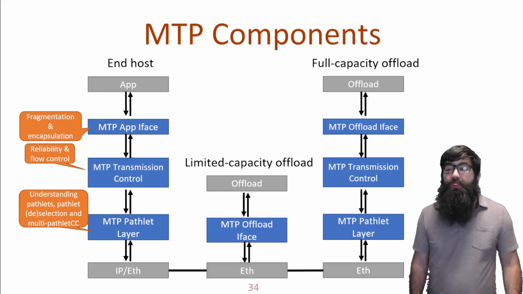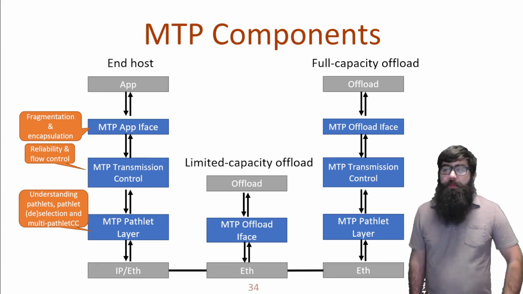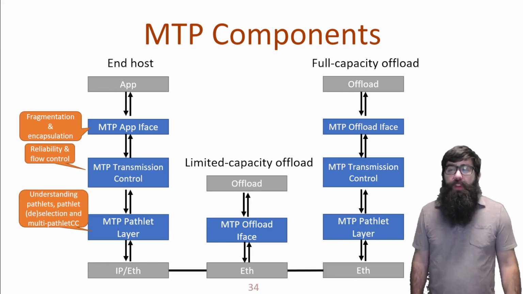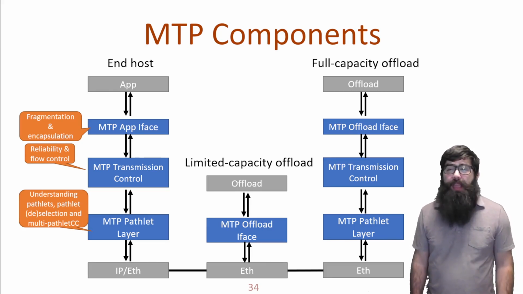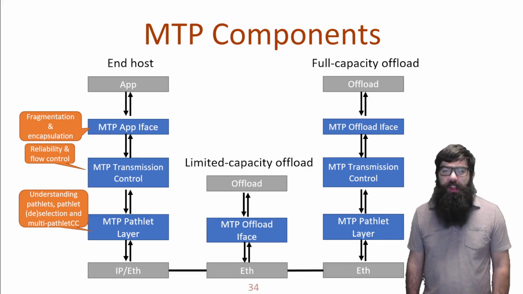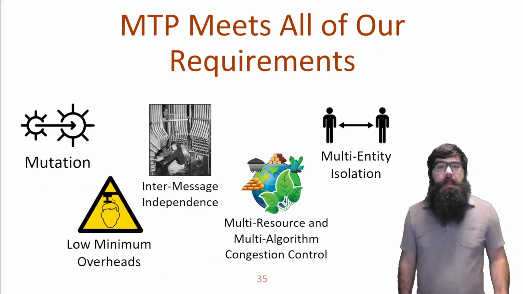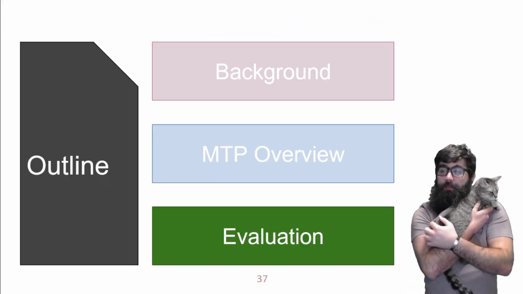We envision two different types of offloads that can interact with MTP. The first is a limited capacity offload. In this model, the device performs only as much computation as needed to perform its offload and update the packet headers. Additionally, we also envision more fully functioned network offloads that can implement more complicated transport functionality. As we can see, by design, MTP is able to meet all of the requirements we have to be able to support in-network computing. Finally, I'm now going to talk to you about how we evaluated MTP.